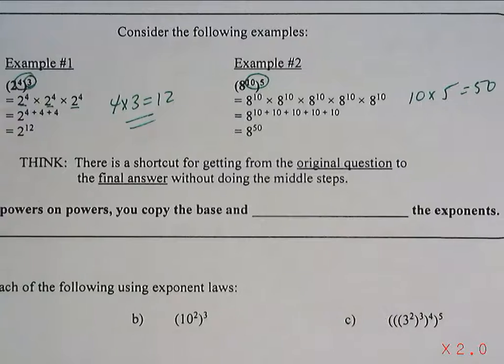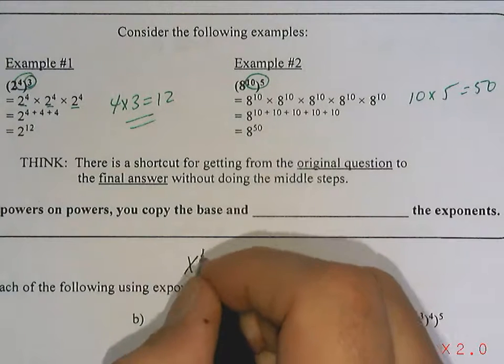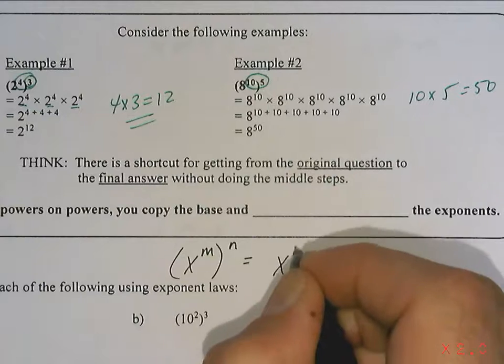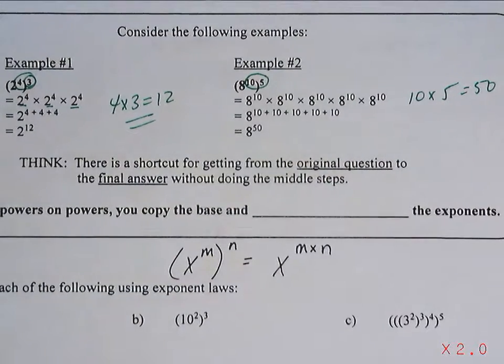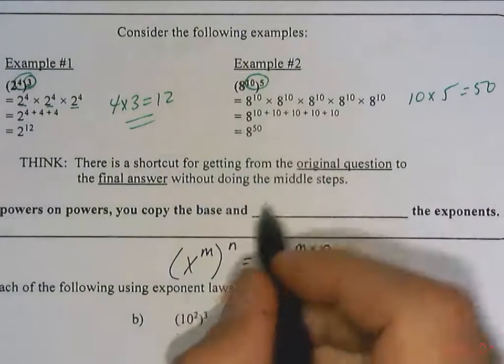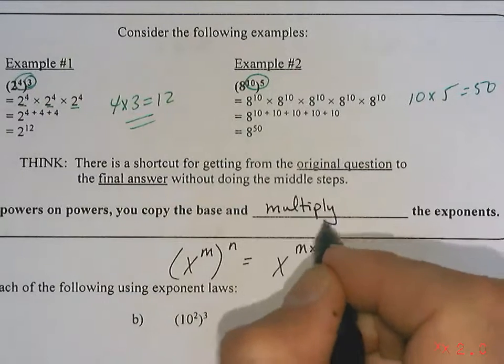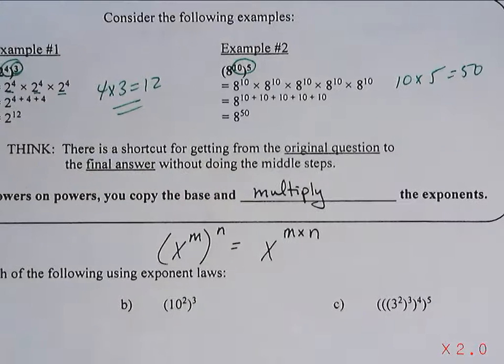So your grade 10 teachers, your grade 11 teachers told you this. x to the m to the n equals x to the m times n. That's the rule they taught you. What you do is you copy the base and multiply the exponents. You multiply the exponents.